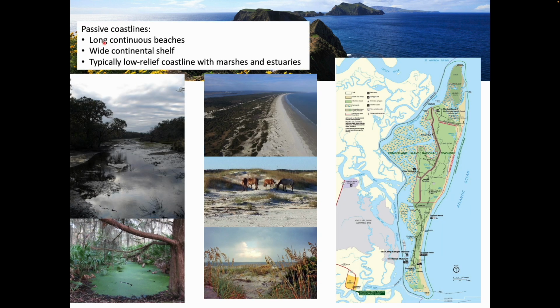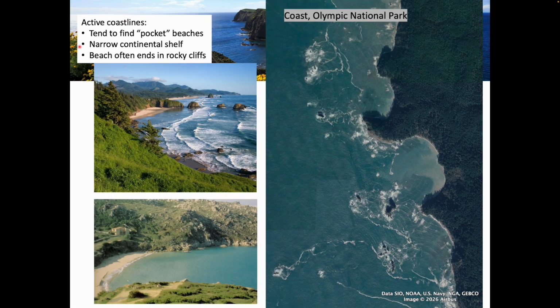Passive coastlines usually have long, continuous beaches, a wide continental shelf, and generally a low-relief coastline marked by marshes and estuaries. We can see some pictures here from the United States East Coast, as well as Cumberland Island National Seashore on the right.